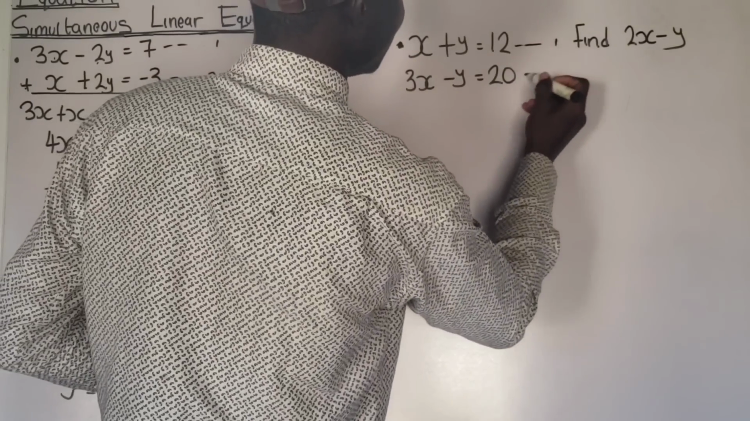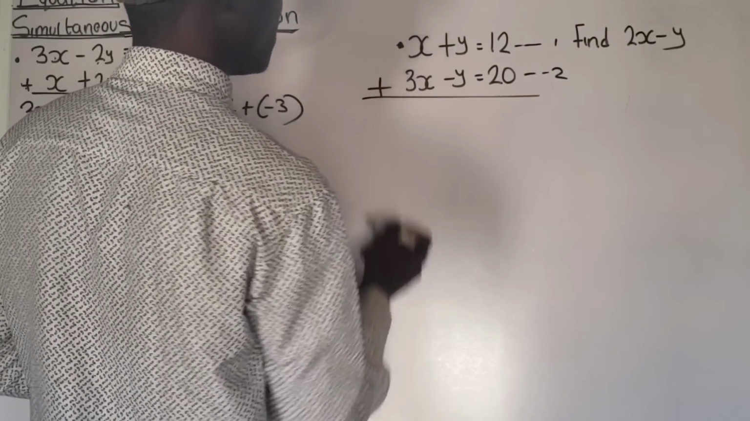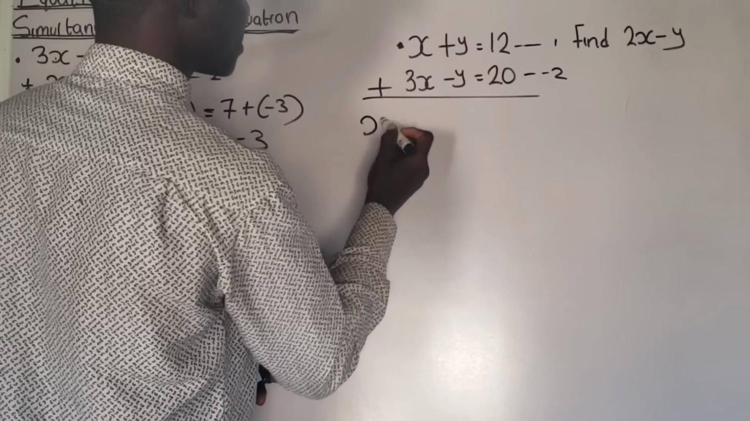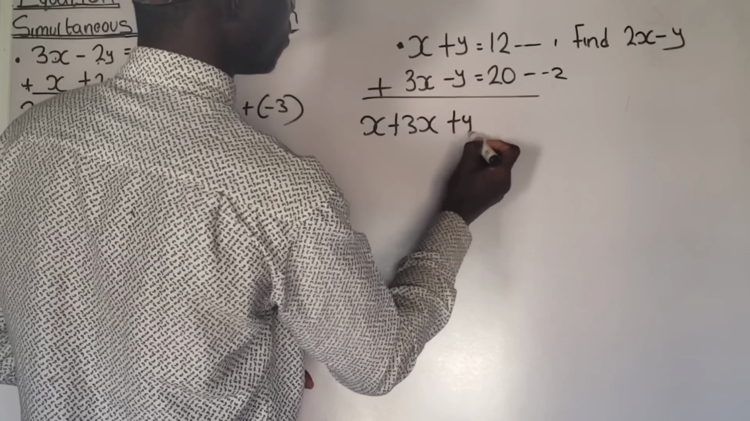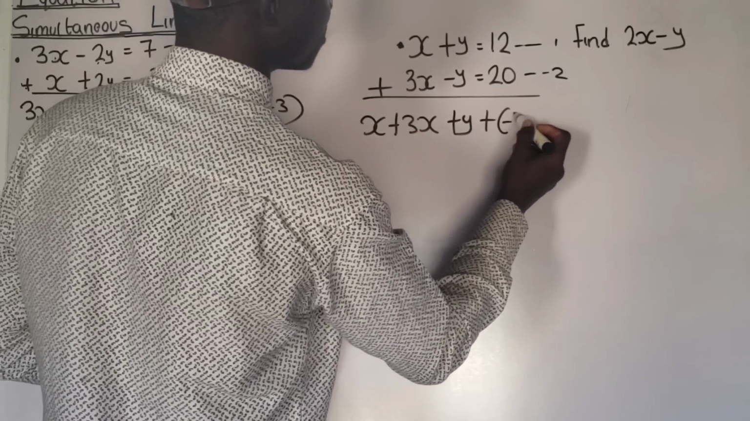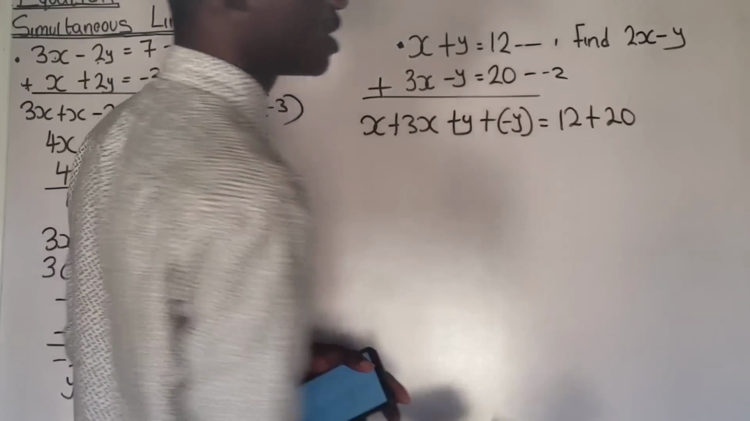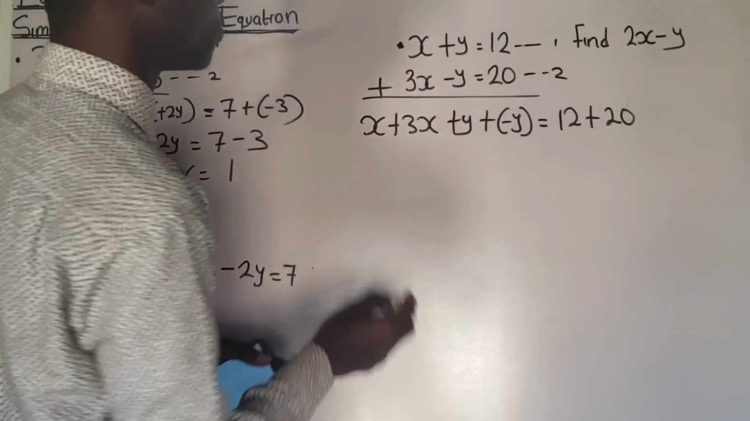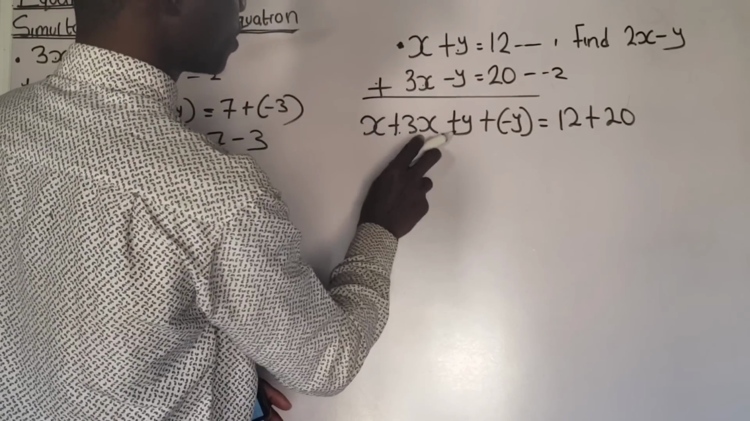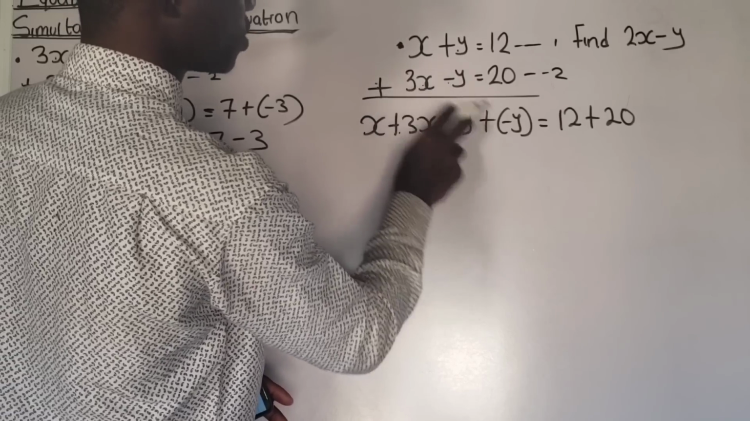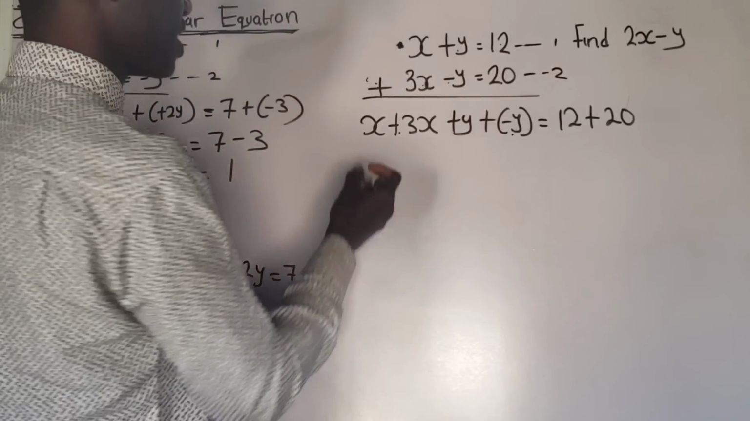This is equation 1 and this is equation 2. Now, by the time we add both equations, we are going to eliminate the value of y. For this, I'm going to have x plus 3x, plus y plus minus y is equals to 12 plus 20. Do you understand how I got this? I just added both equations: x plus 3x, that's how I got this, plus y plus minus y. Do you understand? Then 12 plus 20. Do you understand? Okay, x plus 3x is what?